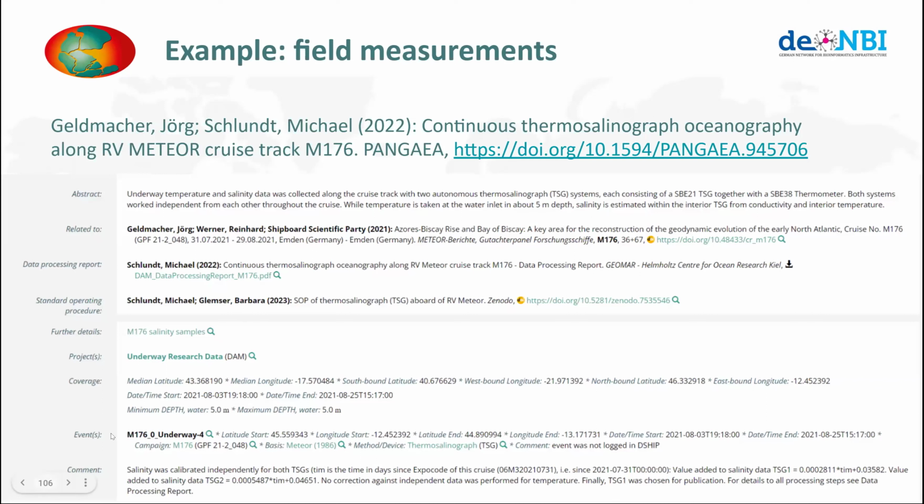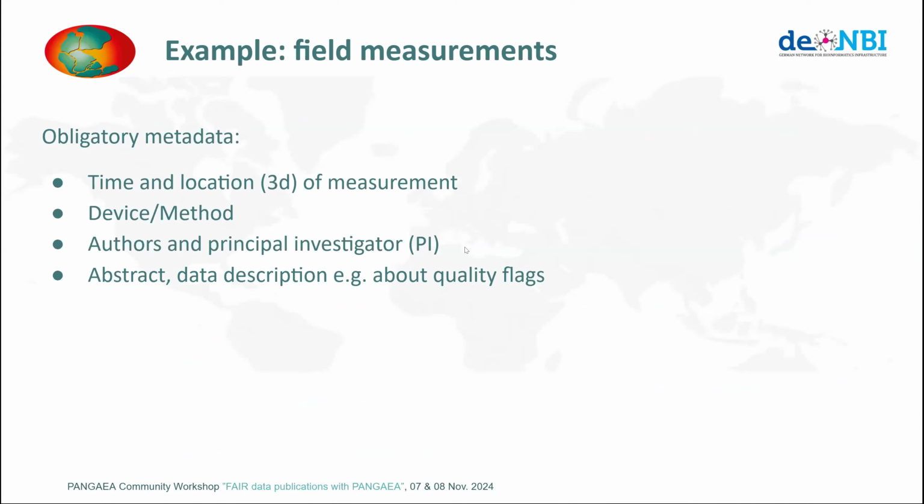Events usually is a list of maybe stations or measurement points where this happened. In this case, of continuous measurement during a cruise like this, it's an underway event, so it has a start and end, and in between, it's just measurement during the whole time, but it provides also further information about the device, thermosalinograph, and it can be also opened and more information can be extracted also from external sources.